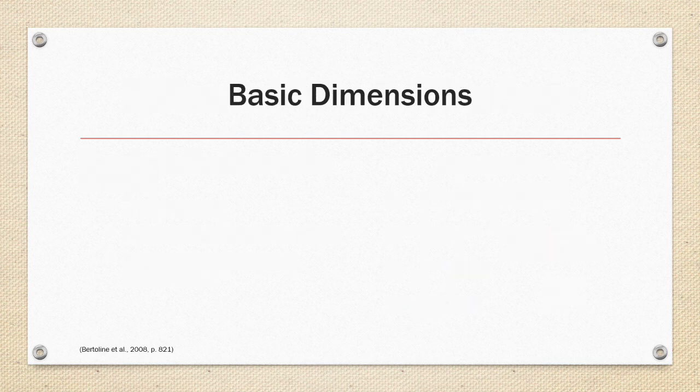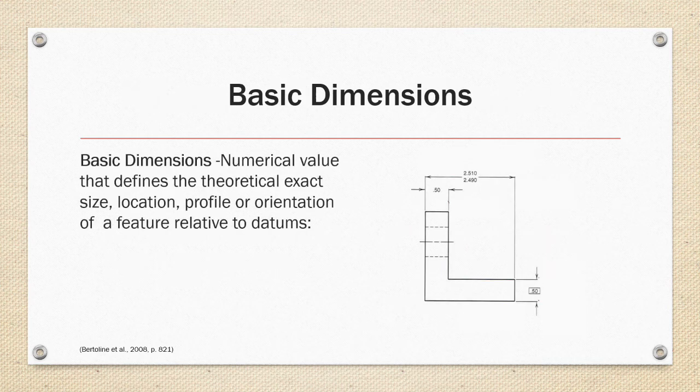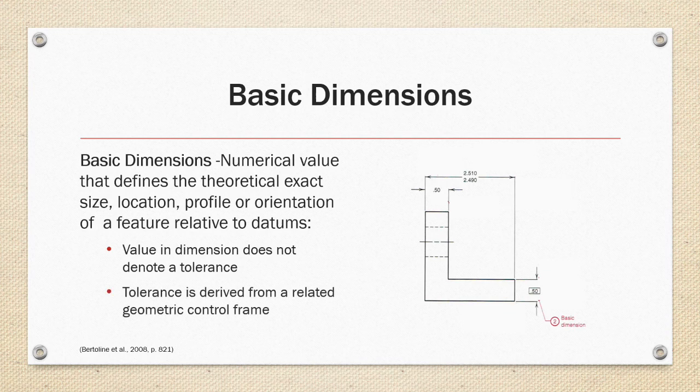Basic dimensions. A basic dimension is a numerical value that defines the theoretical exact size of a feature and is denoted by the value being enclosed by a box, as shown in the image on the right. The value in the dimension does not denote a tolerance, and the tolerance is derived from a related geometric control frame.